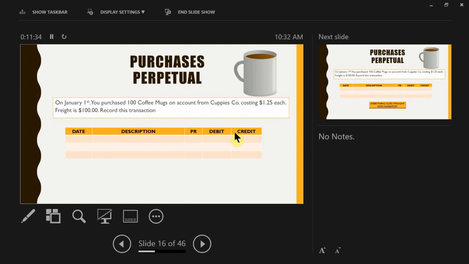Now here's an example. We're going to practice again making the purchase of inventory. In this case, on January 1st, you purchase 100 coffee mugs on account from Cuppies Co., and it costs you $1.25 each. Freight costs you $100. So how am I going to record this transaction?